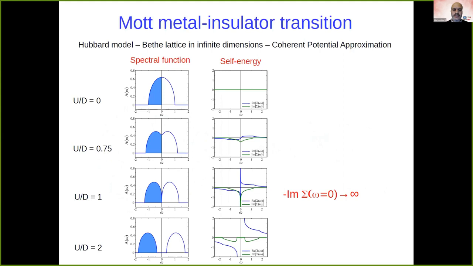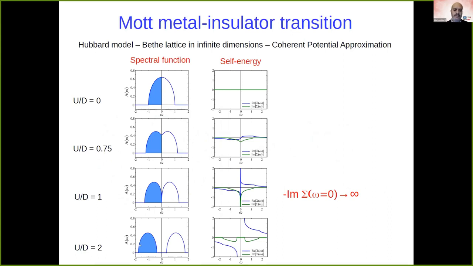Why is this interesting? Because this model is useful to study the Mott metal-insulator transition that goes from a non-interacting case where you have a metal. This is the spectral function, the local spectral function. This is the Fermi energy. In the non-interacting case, you have a metal. And when you increase the Hubbard U, you go from a metal to an insulator.